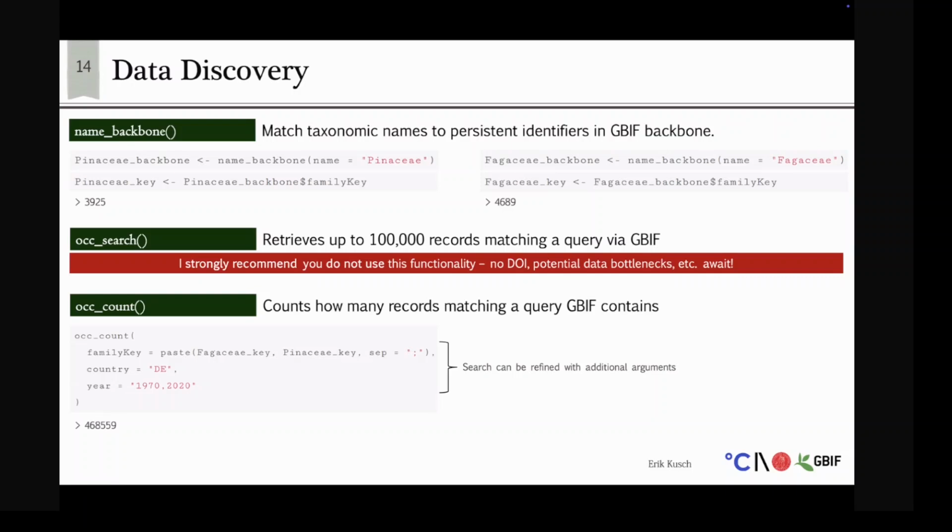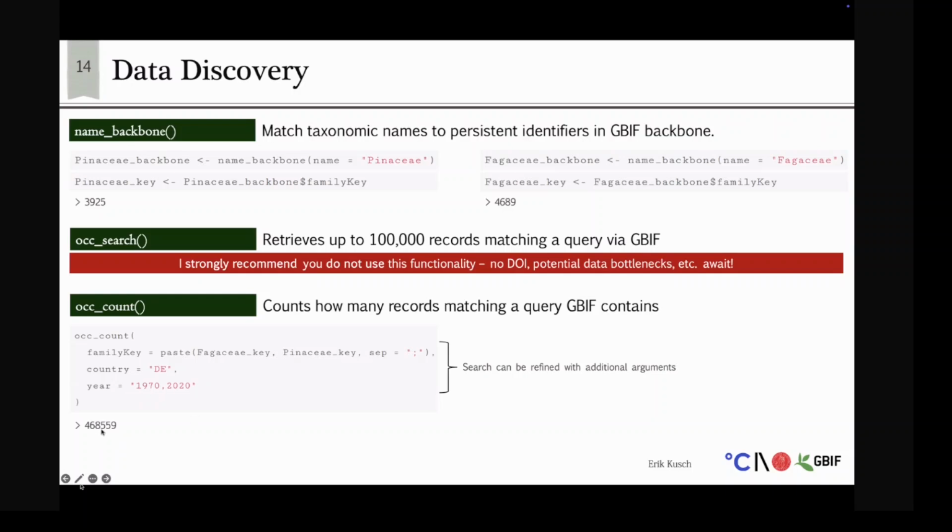Firstly, we ask for every observation that is mediated by GBIF where the family key matches either the Fagaceae family key that we've already obtained up here or the Pinaceae family key that we've already obtained up here. We then ask for observations only within Germany. This seasonal school is hosted in Germany, so I figured this would be a good reference area to look at. And we're looking for the years 1970 to 2020, including both the start and the end year.